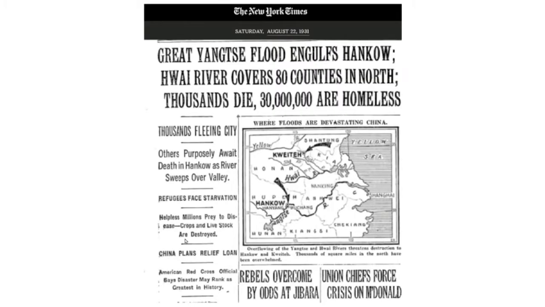Hankow, rivers cover 80% in the north. Thousands die. 30,000 are homeless. This is another extreme weather event. It was floodings, I believe. Sorry, I picked this up, and I really wanted to show you that the data for this, and these paper cuttings, are showing you that there has always been extreme weather events that have hit certain parts of the globe.